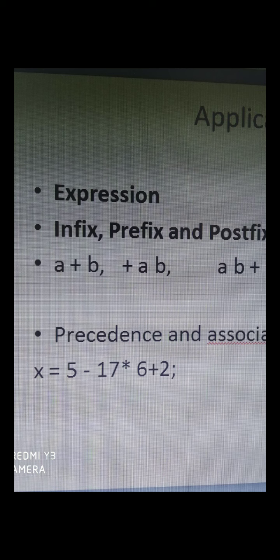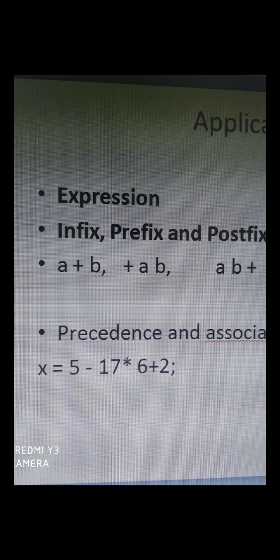Infix to postfix conversion. You are clear with the three types of expression. Next we'll go with the infix to postfix conversion. The next question is why you go for conversion from one form to another, especially from infix to either postfix or prefix. As you know, infix expressions are lengthier, like 5 minus 17 star 6 plus 2. It is a combination of multiple operators, so evaluation of this is very difficult.